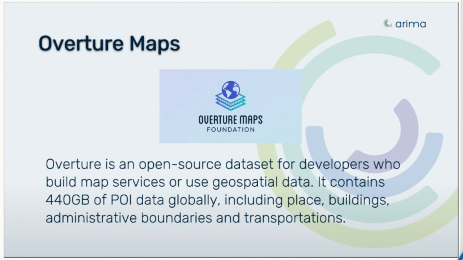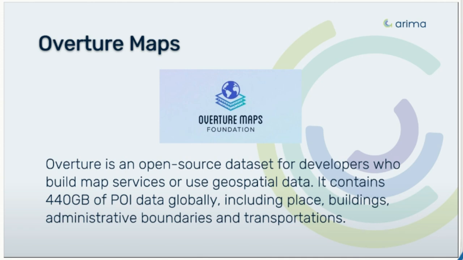The first data set we use is called Overture Maps. It's an open source data set for people who build maps or geospatial analysis. It's built, I believe, by Microsoft and Apple and Amazon, some of the bigger guys, and designed to help create an open source version of Google Maps, essentially.